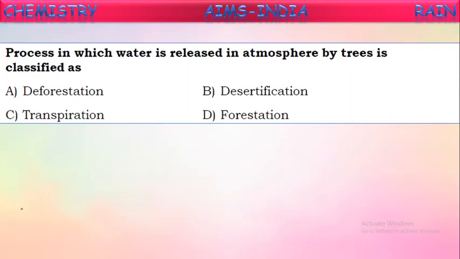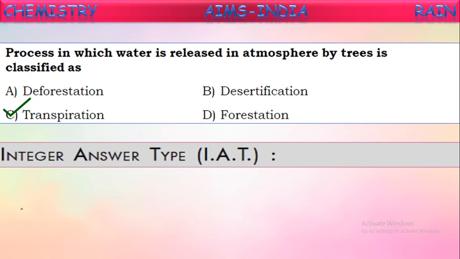The process in which water is released into the atmosphere by trees is called what? The release of water by the trees. If you observe in the early morning hours, if you see some grass in the lawn or outside, small droplets of water will be on the edges of the leaves of grass and trees. This water is coming out from the plants. Excess amount of water in the plants comes out in the form of small drops. This is called transpiration. Okay.